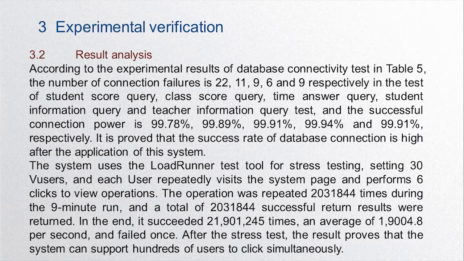Result analysis. According to the experimental results of the database connectivity test in Table 5, the number of connection failures is 22, 11, 9, 6, and 9 respectively in the tests of student score query, class score query, time answer query, students information query, and teachers information query. And the successful connection rates are 99.78%, 99.89%, 99.91%, 99.94%, and 99.91% respectively. It is proved that the success rate of database connection is higher after the application of this system.